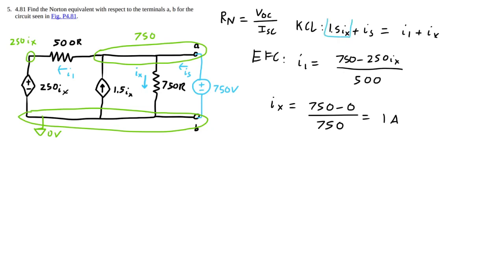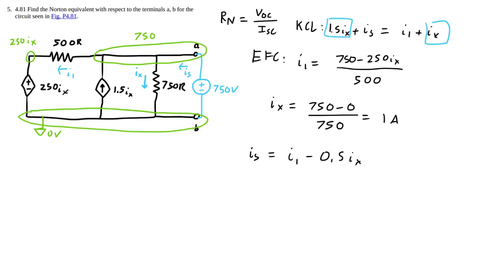So if you notice, there's 1.5 Ix and Ix. So we can simplify that expression, make it, say, 0.5 Ix equals Is. Well, actually, let's just put the Is by itself. I feel like that would be better. Is is going to be I1 minus 0.5 Ix.